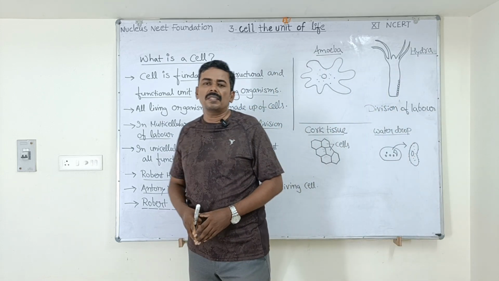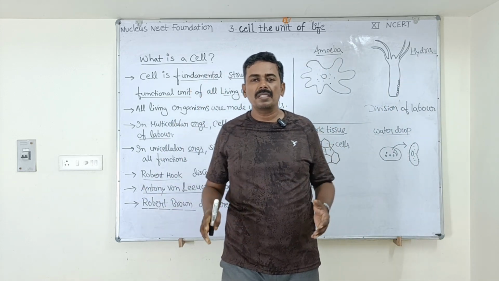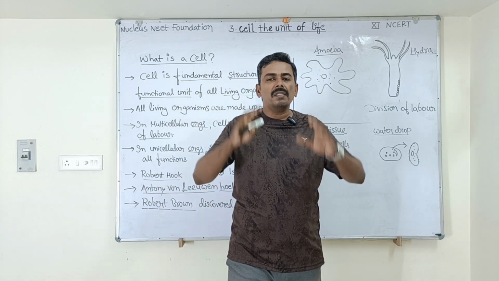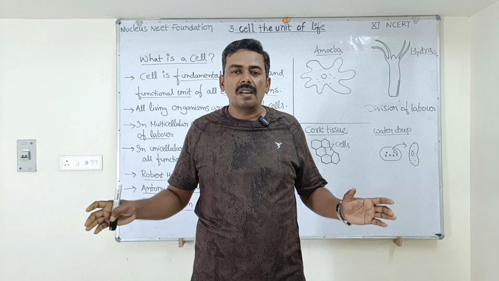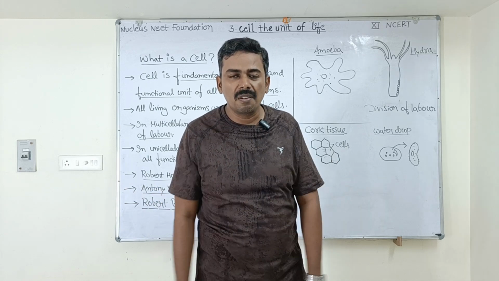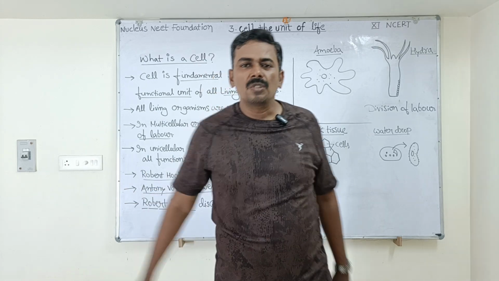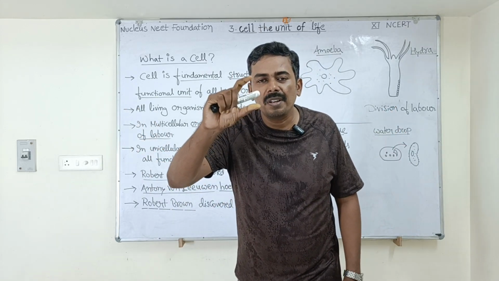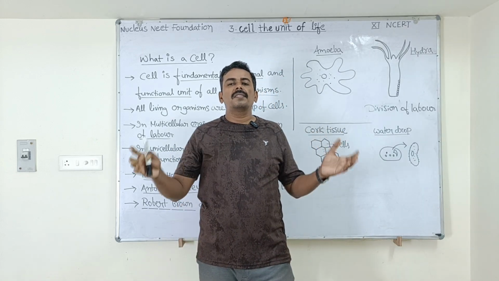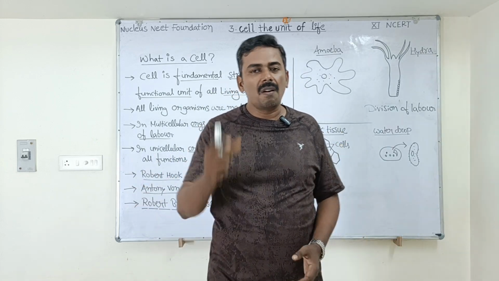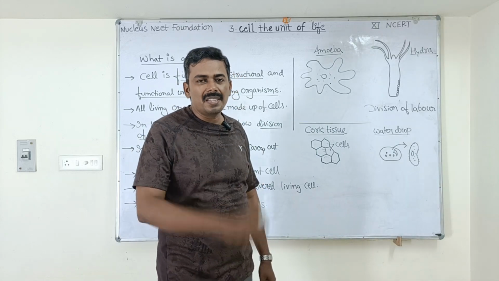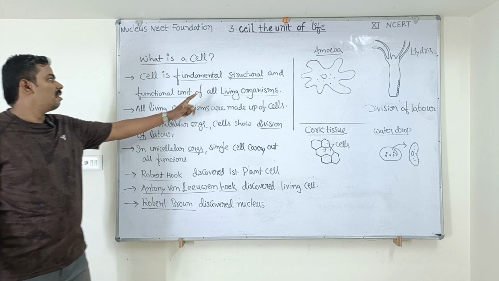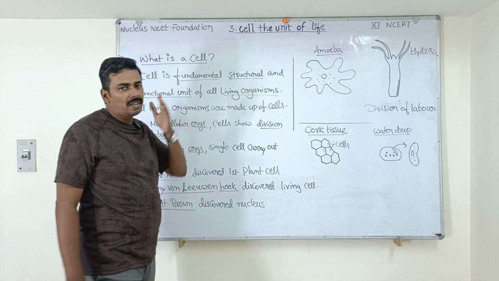So whatever living organisms we see around us, maybe the plants, maybe the fishes, maybe the birds, or maybe the human beings, all the living organisms which are found around us are made up of the fundamental unit which is called the cell. Just like a large building which is made up of small units called as bricks, all the organisms are made up of the fundamental units called as cells. Understood the analogy? Okay, so copy down this point, students. Cell is fundamental, structural and functional unit of all living organisms.